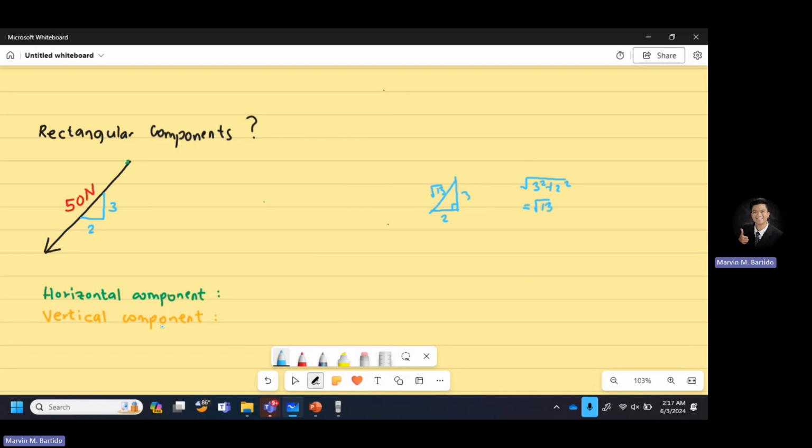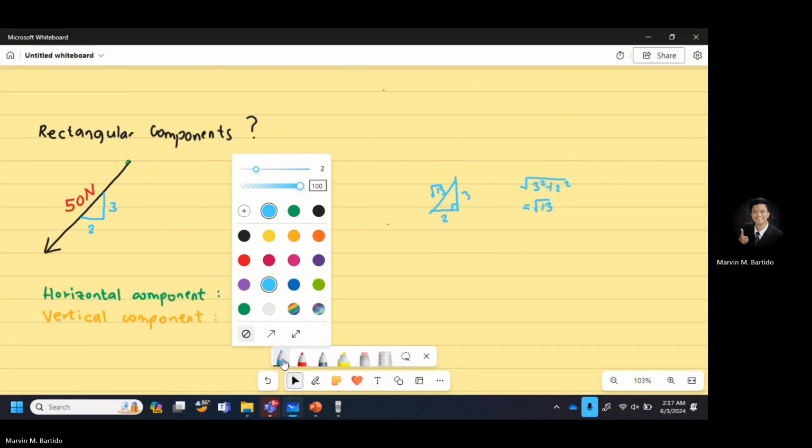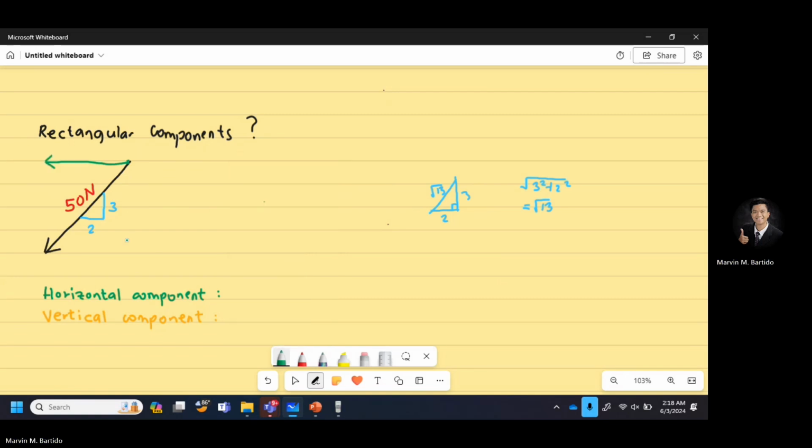Okay. Now, to determine the horizontal component, from the figure, this is the horizontal component of this inclined force. So to determine this horizontal component, what you need to do is just write down the magnitude of the force, which is 50 Newton, and then multiply this by a fraction wherein the denominator will be the hypotenuse of the slope triangle, which is square root of 13. And then here in the numerator, you put the horizontal side of the slope triangle. So the horizontal side is 2.